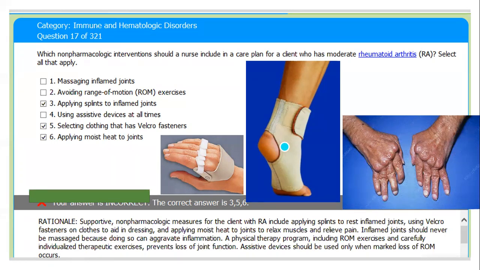Okay, so always keep note: with arthritis, assess the patient's vital signs, and also keep observations. So, the rationale.